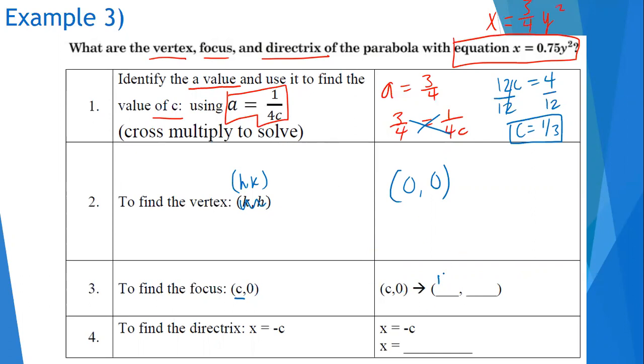So it'd be 1/3, comma 0. And then to find my directrix, it's x equals negative c. Well, c is 1/3, so x equals negative 1/3. All things have been found: the vertex, the focus, and the directrix. How do we feel?